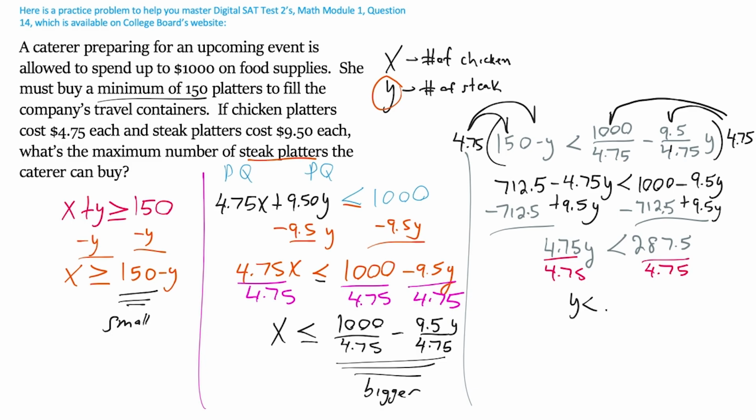and we'll get y is less than 60.5. And so what's the maximum number of platters we could have if our number has to be less than 60.5? The biggest integer it could be, because you can't have a decimal steak platter, is 60. And that's the answer to this question.